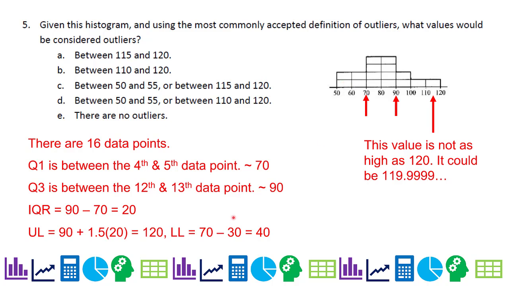Okay. And don't forget, we also calculate the lower limit, but you can see we're not even close on that. So we definitely don't have any low outliers. And it looks like we don't have any high outliers either.